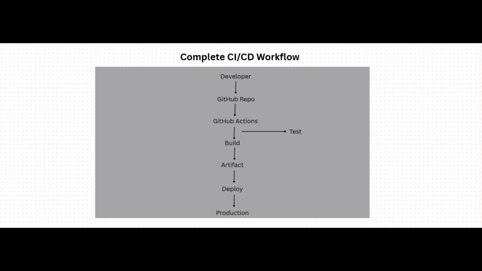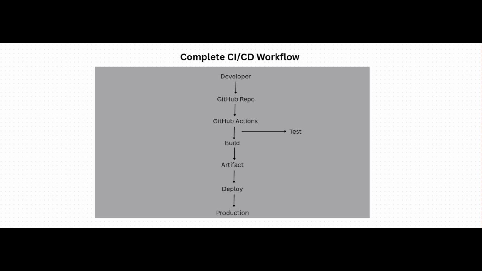Once the tests are completed successfully, the application build process starts. During this stage, the source code is compiled and packaged into a deployable format. After the build is completed, the artifact is generated. An artifact is simply the deployable version of the application, such as a zip file, Docker image, jar file, or any other package that can be deployed to an environment.